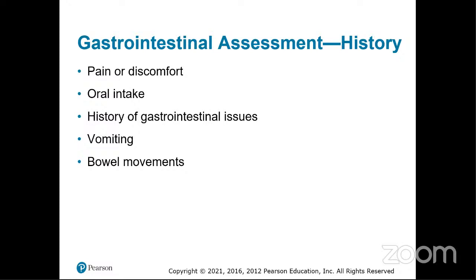Oral intake: when was the last time you ate? History of gastrointestinal issues. Most of the time, if it's severe enough that you're getting called, this isn't the first time they've dealt with it. They may have a GI bleed. For my family, my dad has Crohn's, and we all have IBS, so we all have gastrointestinal issues. So get some history that way too. And then ask what makes it better or worse. Are there certain foods that make it worse, or certain medications that you have to take?